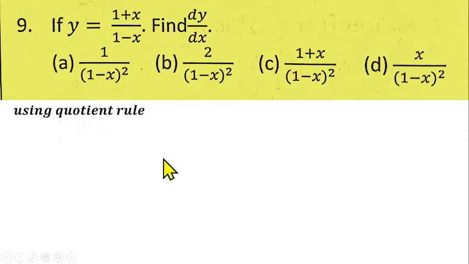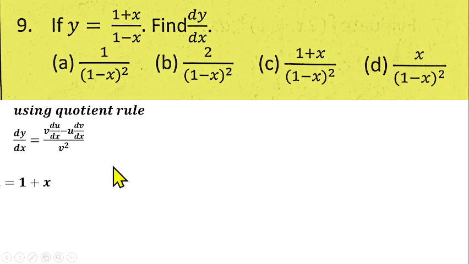So using the quotient rule, we have dy/dx to be v du/dx minus u dv/dx over v squared. So that means you need to call one of these functions, 1 plus x, u, and from there you get du/dx, and you need to call 1 minus x, v, and from there you get dv/dx. So if our u is 1 plus x, the numerator, and you differentiate u with respect to x, you'll be having 1. How? If you differentiate 1, that will give us 0, and if you differentiate x, that will give us 1. So du/dx is 1.